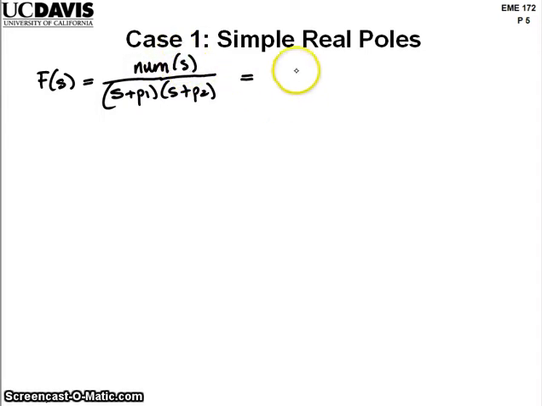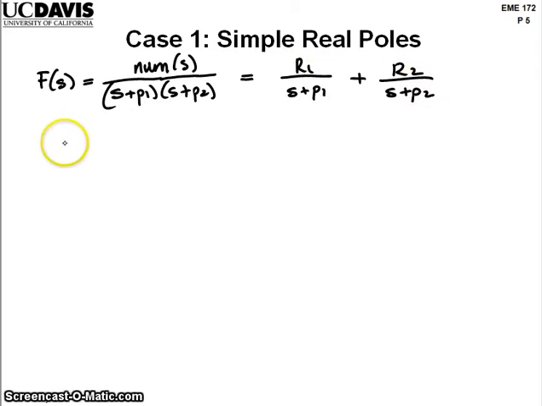And then what we're going to do is expand this into partial fractions, r1 over s plus p1 plus r2 over s plus p2. And if I had more poles, obviously I'd have more terms in this case. So the question is, how do I solve for the residues r1 and r2? Okay, well, I use this fact.